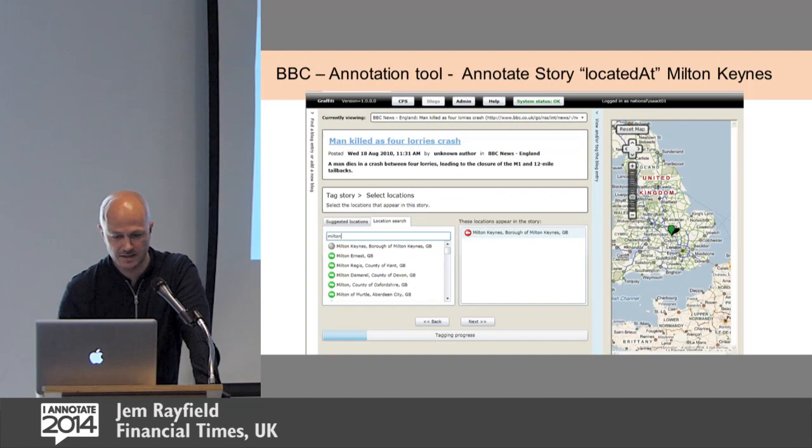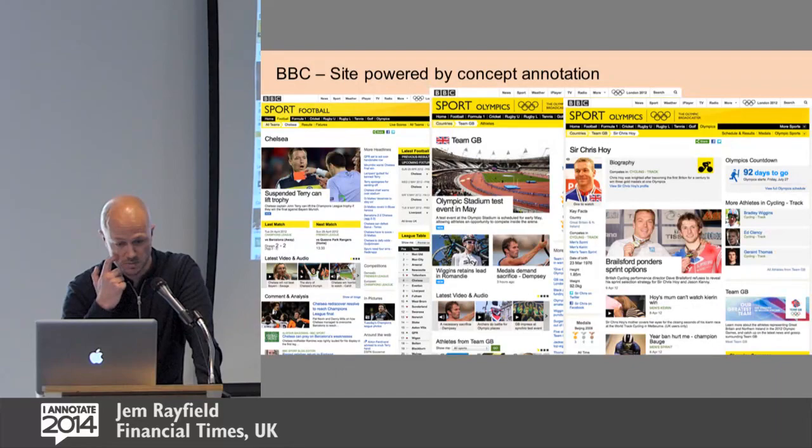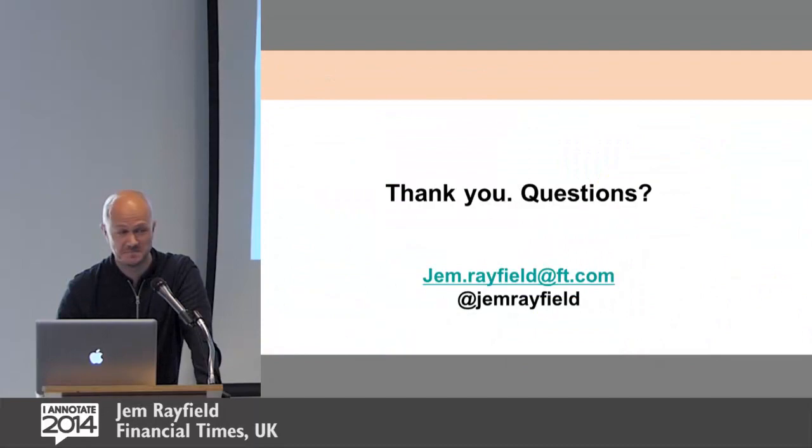The BBC sports site is all powered by this technology. So whenever you go to any of these pages, you've got aggregations of content based on semantic annotation. So Team GB, for example, aggregates all of the content and the graph underneath it, all those images, videos, etc. that have that semantic. I've run really quickly, but that's me done. Thank you.